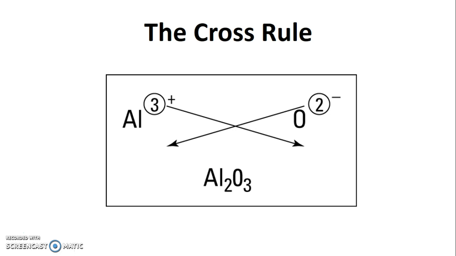We're going to do a lot of practice. Watch this video again to figure it out. But you need to be able to write the formula for ionic compounds.